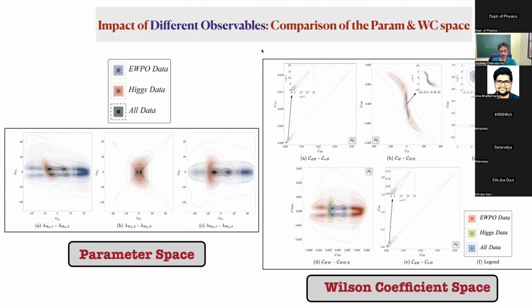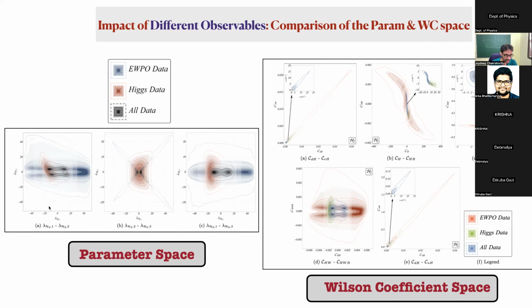So now I'm talking about the data and all those things. Let's see which data plays what kind of role here. I want to see the impact of different observables when you compare the parameter space and the Wilson coefficient space. So let's look at the parameter space. This is the model where the model is extended by another Higgs doublet. And what you have seen is that you have these 3 different parameters which are sensitive to the data. Instead of having a 3D plot, you just see it in a 2D plane.